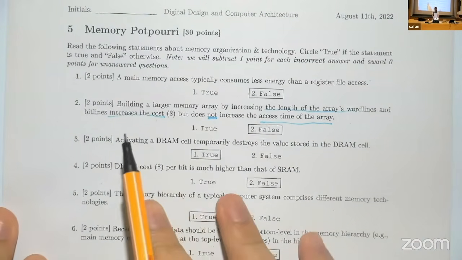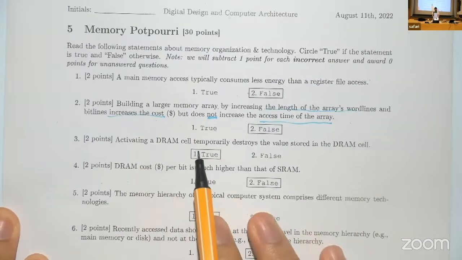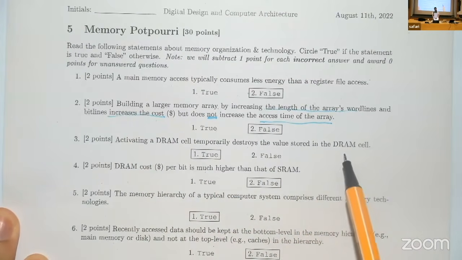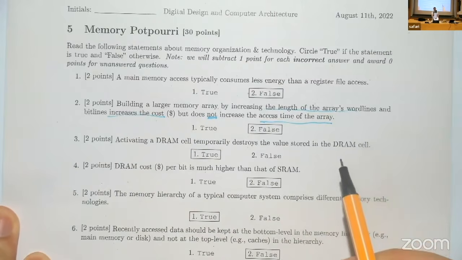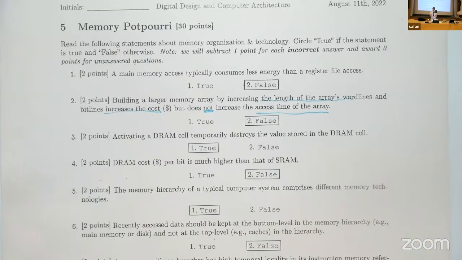Okay. The third one is: activating a DRAM cell temporarily destroys the value stored in the DRAM cell. This is true because, if you remember from the main memory lectures, when we activate a DRAM cell, we're activating a word line that connects the cell to the bit line. After the cell is connected to the bit line, it will share its charge with the bit line, meaning that whatever value it was holding is now essentially gone. The charge level in the cell is no longer as it was before we accessed it.